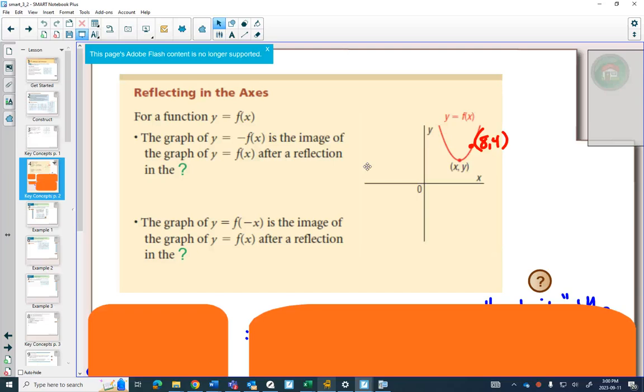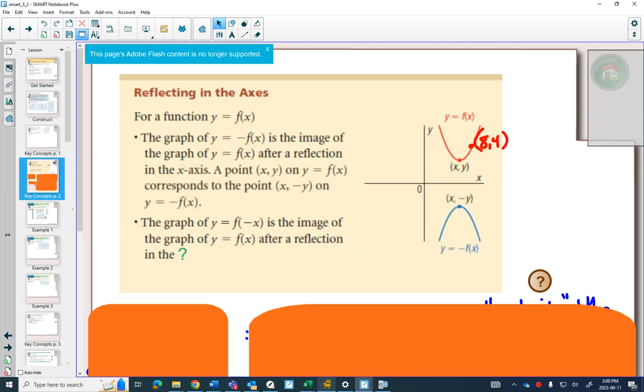So if I had this red graph, y equals f of x, and I've randomly picked a point and said that point is (8, 4). If I have a negative on the outside of that function, it will get reflected over the x-axis. And if I were to label a point on this blue one corresponding to (8, 4), I would have (8, -4).